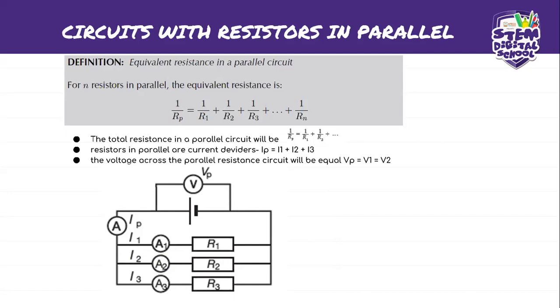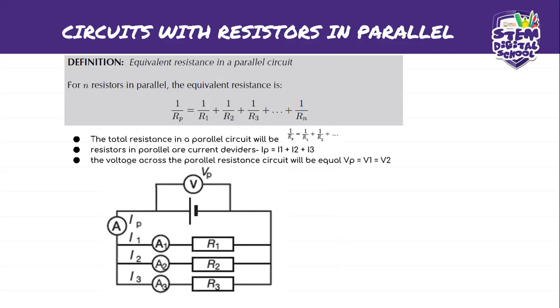This becomes a bit tricky, especially if you have to calculate it, because you're going to have to find the lowest common denominator for these three. And at the end of the day, you need to cross multiply to get R parallel as the subject of the formula. But we're going to do an example that's going to explain it further. So the total resistance in a parallel circuit will be what we've just stated.